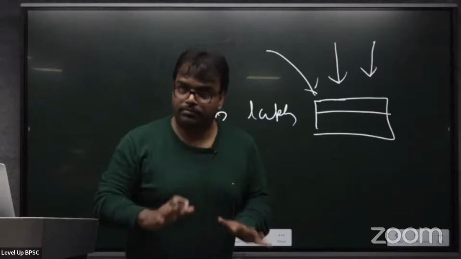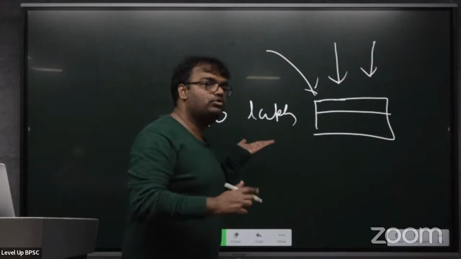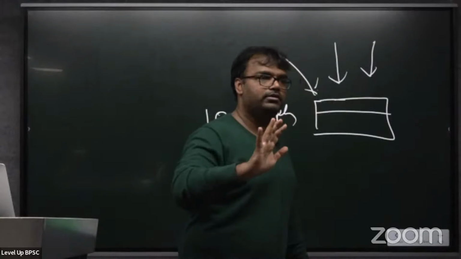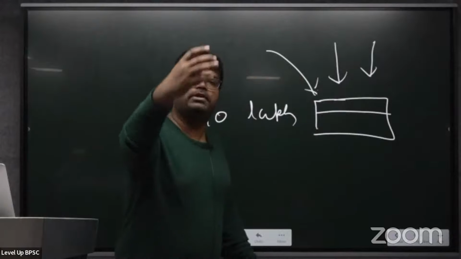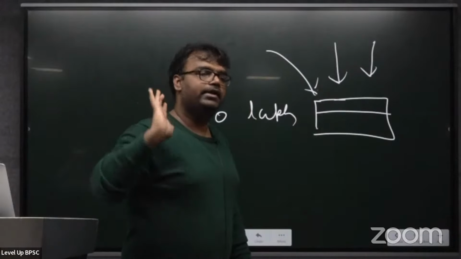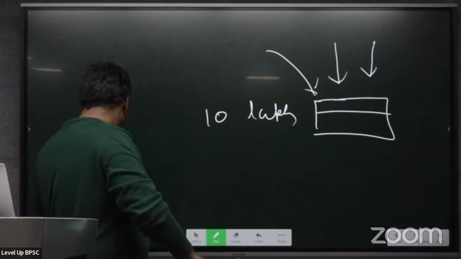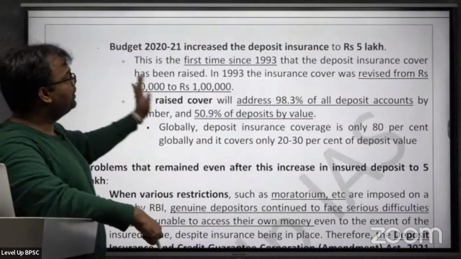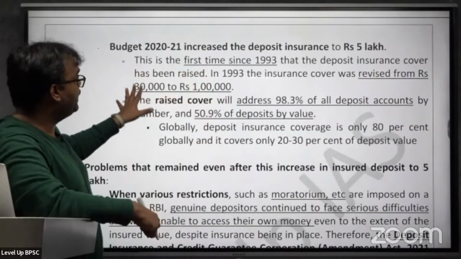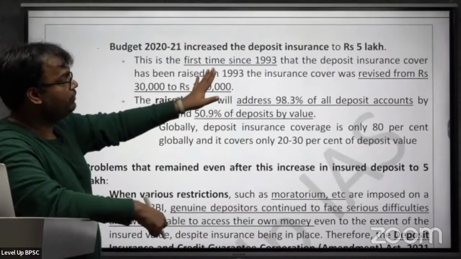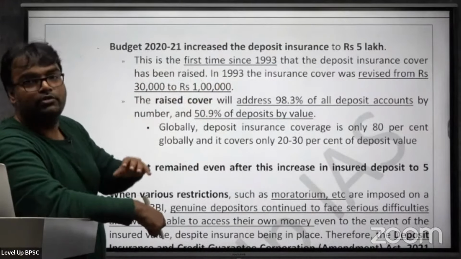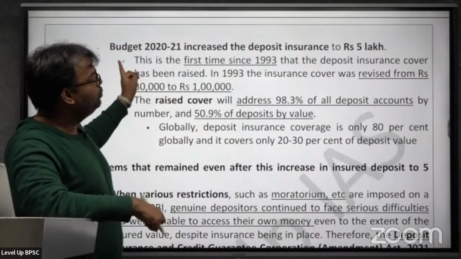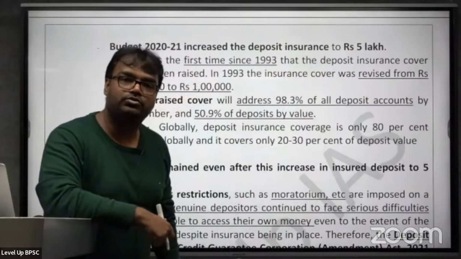So now, at present situation, if I have 10 lakh rupees deposited in Jatin's bank, which is going to go bust, 5 lakh is protected. Deposit plus interest and everything मिलाके, up to 5 lakh, it is protected as per the current norms. So budget 2020-21 increased the deposit insurance to 5 lakh. This is the first time since 1993 that the deposit insurance cover has been raised. In 1993, the insurance cover was revised from rupees 30,000 to rupees 1 lakh. So 1993 mein, from 30,000 to 1 lakh, now in 2020 it has been raised to 5 lakh.